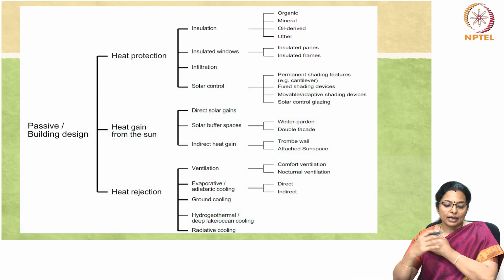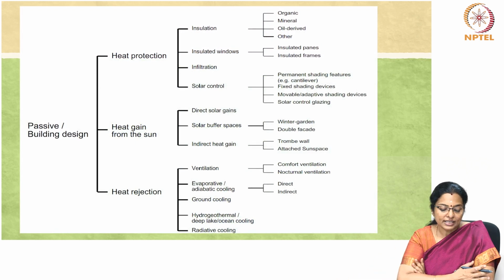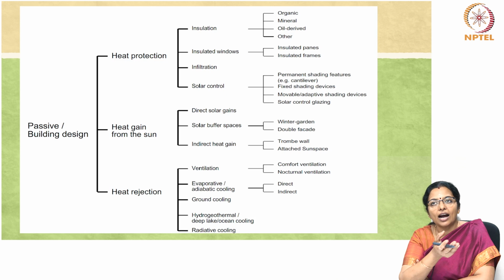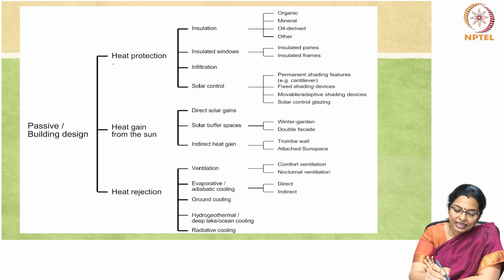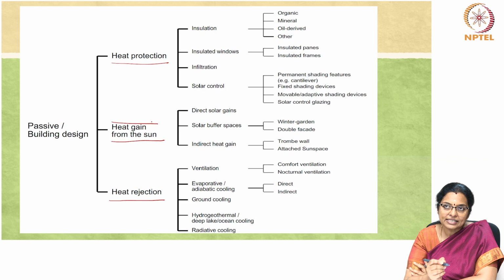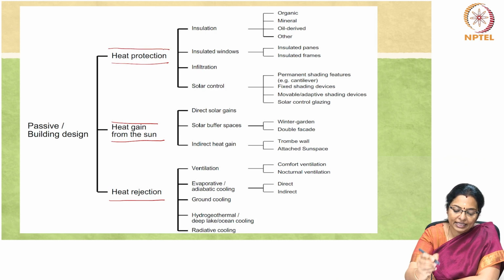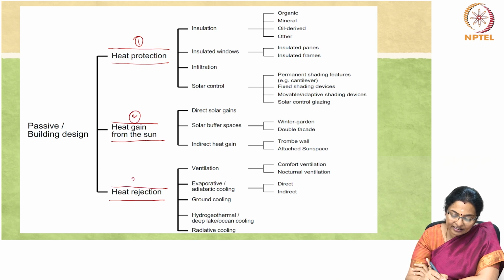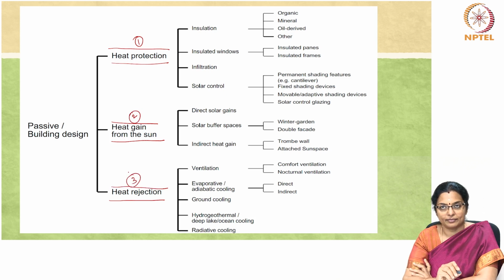Now, let us look at what is passive building design and how we can have heat protection, heat rejection and heat gain from the sun. So, passive building design calls for protecting the building from heat, making the heat come inside, and third is rejecting the heat, don't want the heat.